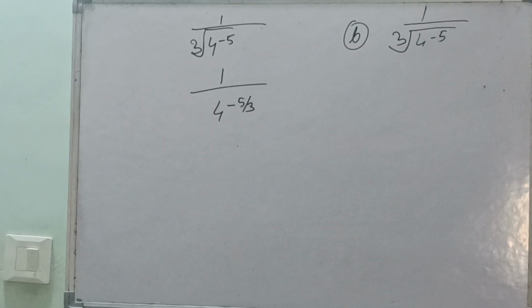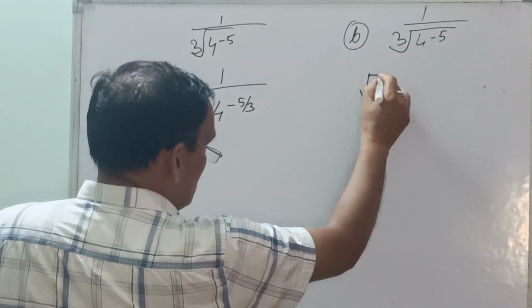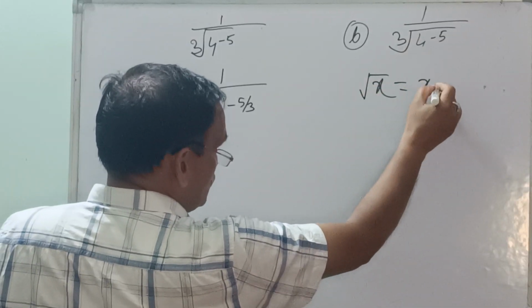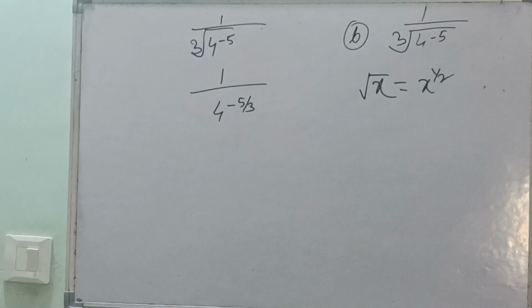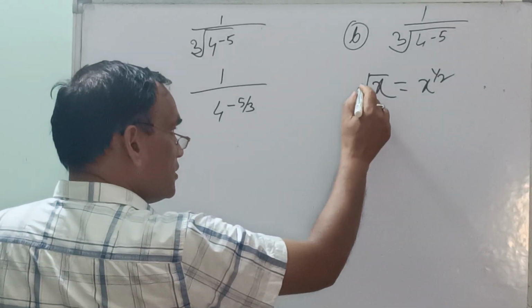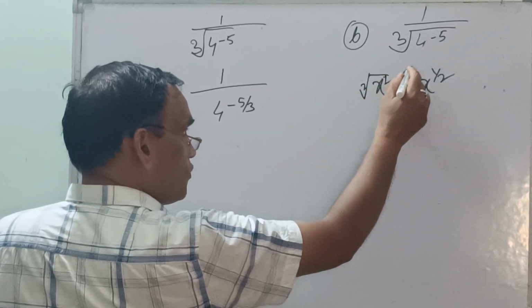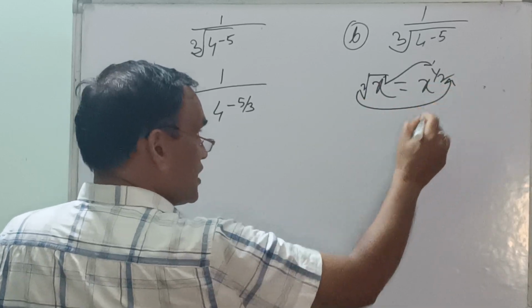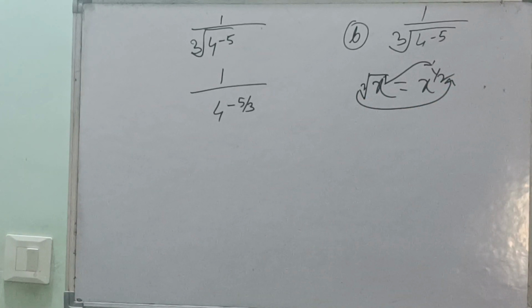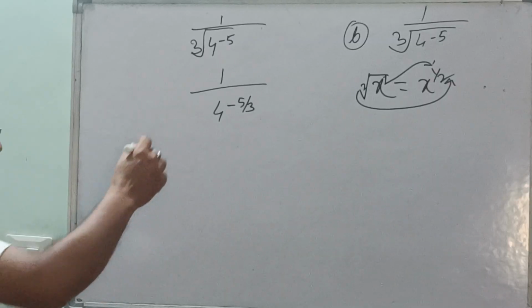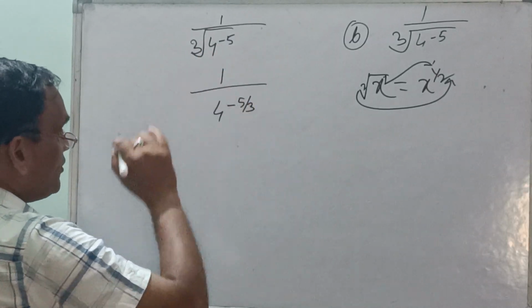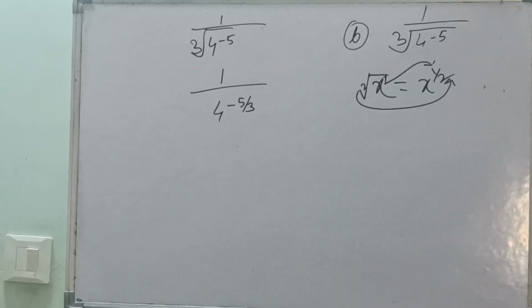Just remember, gentlemen, I had written root x equal to x to the power 1 upon 2. The 2 presents here and 1 is here. So 1 and 2. Just think about this. 1 upon 2. Clear? So in the same fashion, I have written 4 to the power minus 5 upon 3. Okay. Now, what can you do with this? Further, what can you do?